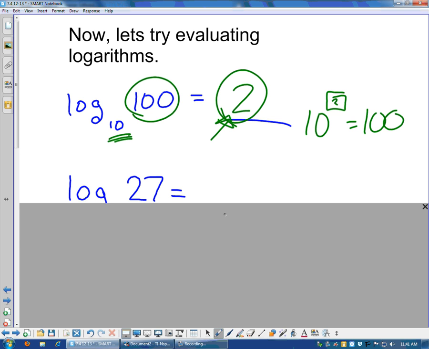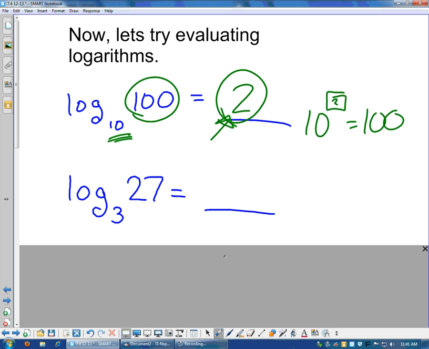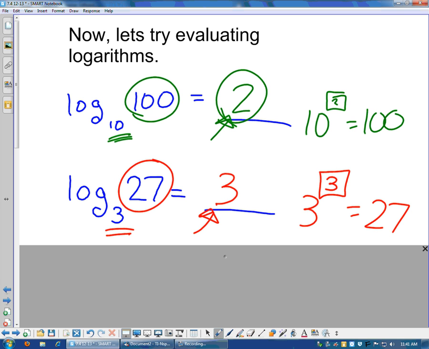All right, try this one. Log to the base 3 of 27. What's that going to equal? Well, I want you to be thinking about this as 3 raised to what power gives me 27? Well, 3 times 3 times 3 gives me 27, so this answer is going to have to be 3, because 3 raised to this power is going to give me this. So our answer for this problem is 3.